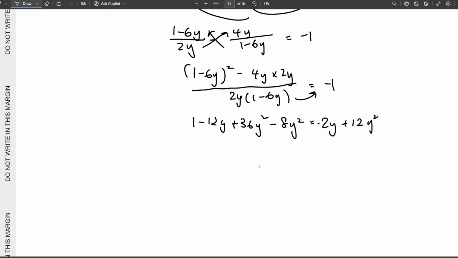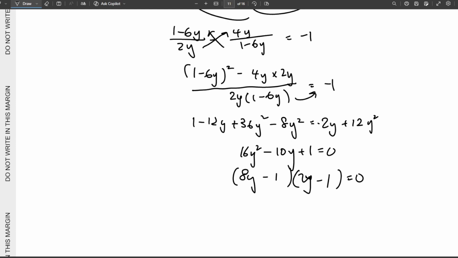Okay, so yeah, correct. We try and collect the terms first. So 36y squared minus 8y squared, and minus 12y squared again, so that is 16y squared. And 12y squared plus 2y squared, 10y. So 1, and yeah, just leaves 1. Then, can we factorize this? Should be able to, right? 8y minus 1, 2y minus 1. Yeah, so y will be either 1 over 8 or y will be 1 over 2.